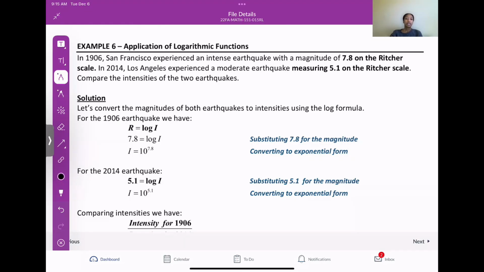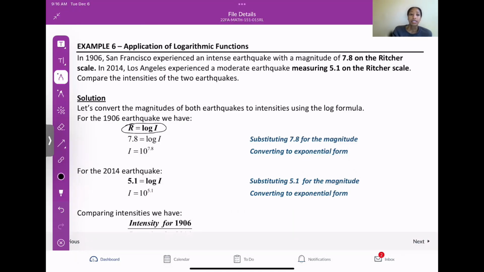In 2014, Los Angeles experienced a moderate earthquake measuring 5.1 on the Richter scale. Compare the intensities of the two earthquakes, okay? Let's convert the magnitude of both earthquakes to intensities using log formulas. So our formula here is R is equal to log of I. That means the measurement on the Richter scale is equal to the log of the intensity. I stands for intensity. The R is the numbers that we're used to seeing on a Richter scale.